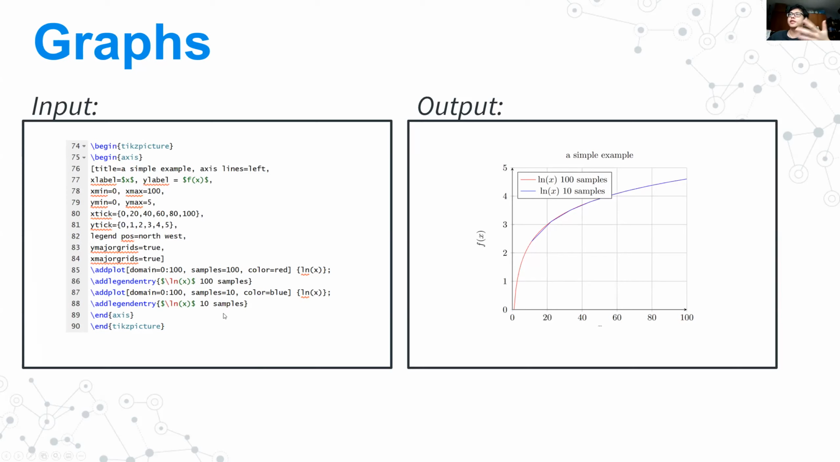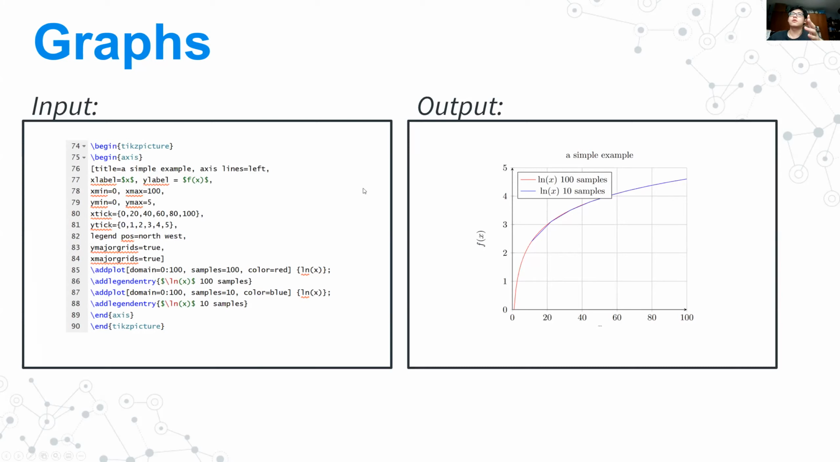So now we move on to the example for a graph. We start off with some environments: tikzpicture and axis. Then we can start with the label. We have to tell the axis what we want it to be, like the title, a simple example.